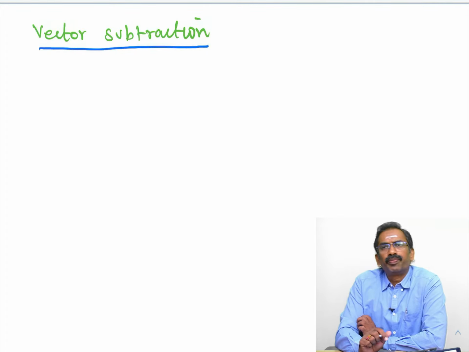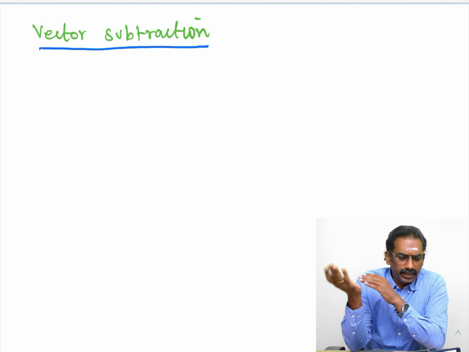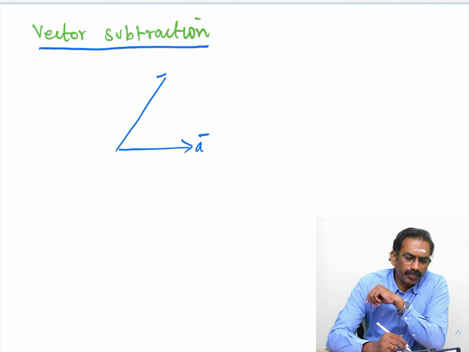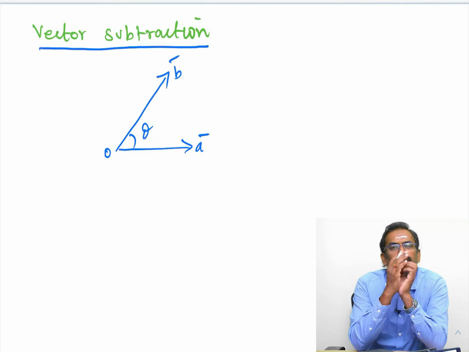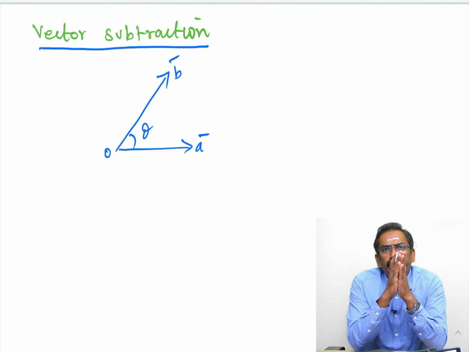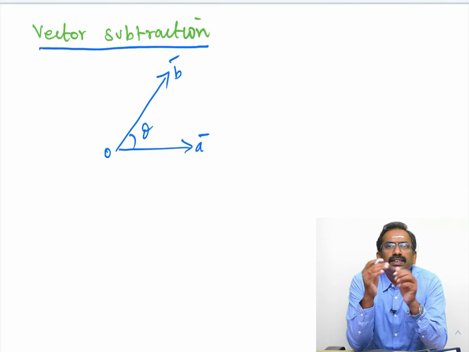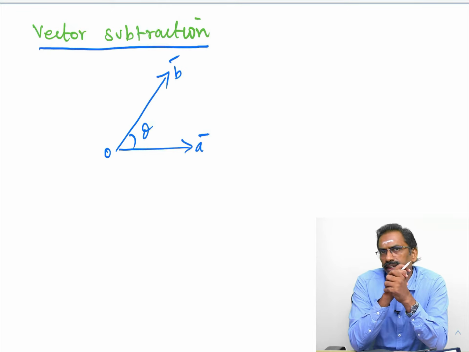Let us take a vector and b vector. They are acting at an angle theta. This is a vector, b vector. A vector and b vector are acting at an angle theta at a point O. We are going to subtract b vector from a vector. What is the resultant of a vector minus b vector? That we are going to see.